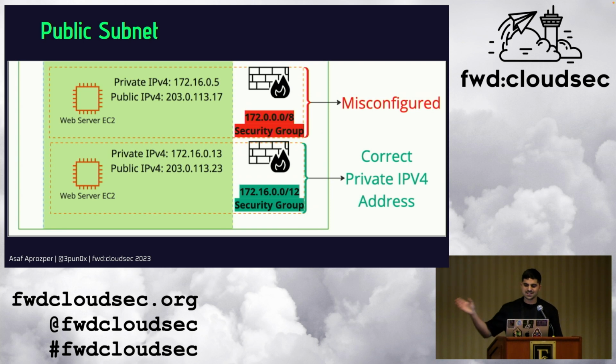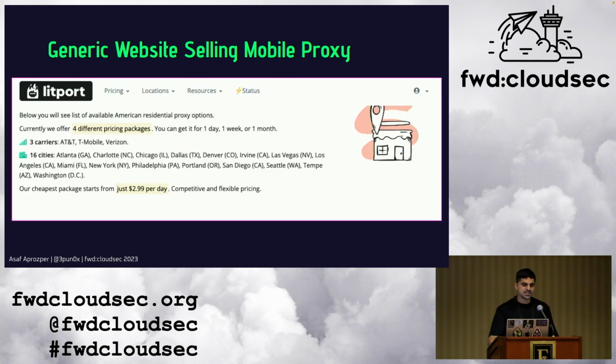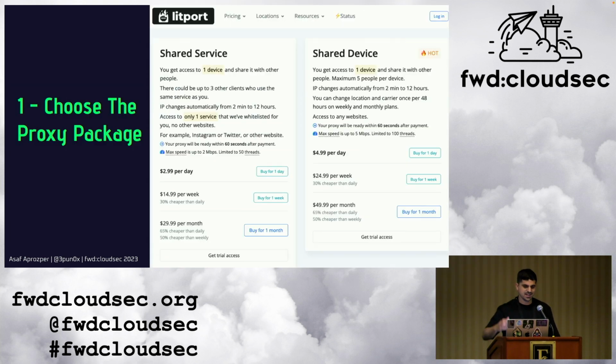Let's try to get access to that sensitive environment via the misconfigured security group. We'll kick things off by attempting to get a lookalike private IP range, spending just a few bucks and a minute of our time. So I searched on Google for a T-Mobile proxy, and one of the websites that looked benign to me was the Leadport website. I was browsing through the different proxy packages that the website offers, but I decided eventually to go for the second one.